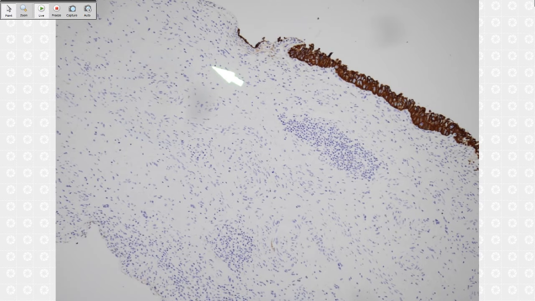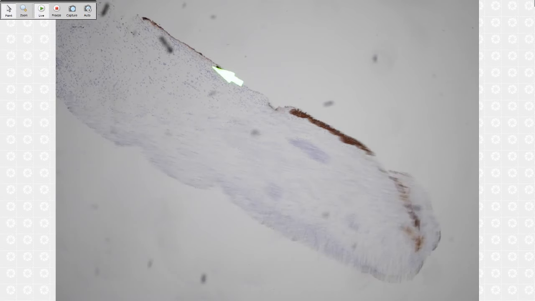This is just reactive, right? Usually the reactive ones you see smudgy nuclei. So those cells are just fibroblasts, yeah, they're reactive. He said they're fibroblasts and it doesn't need immuno. He's very good.